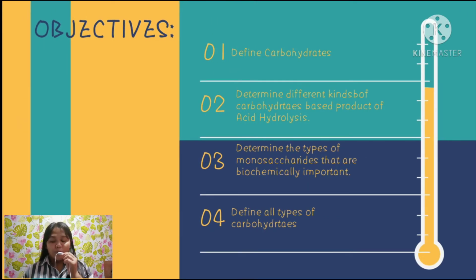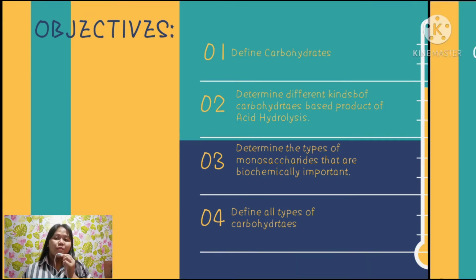In this video, we have four objectives. First, define carbohydrates. Second, determine different kinds of carbohydrates based on the product of acid hydrolysis. Our third objective is to determine the types of monosaccharides that are biochemically important. And our last but not the least objective is to define all types of carbohydrates. In this video, we expect you to achieve those objectives by the end of the video.